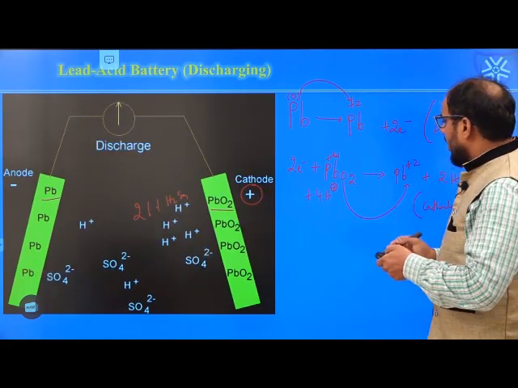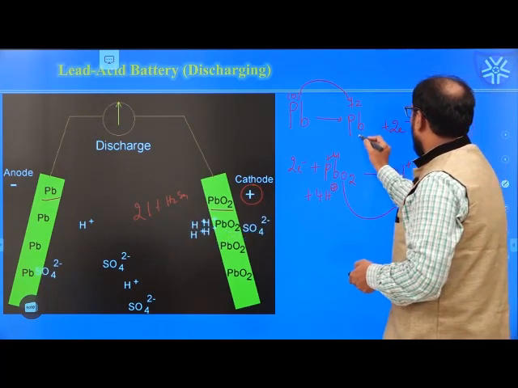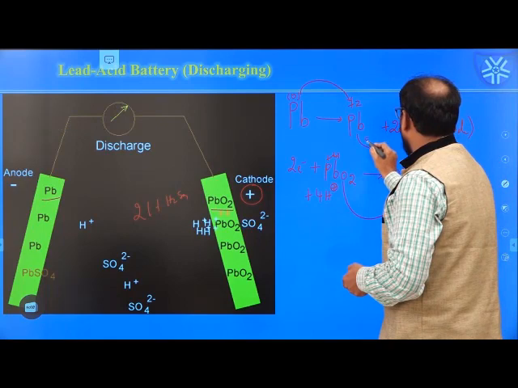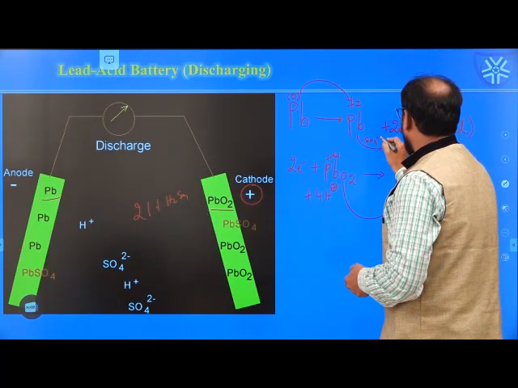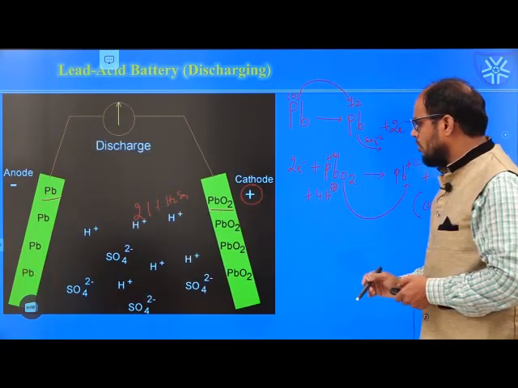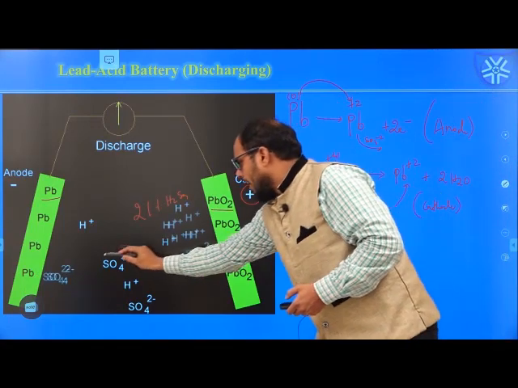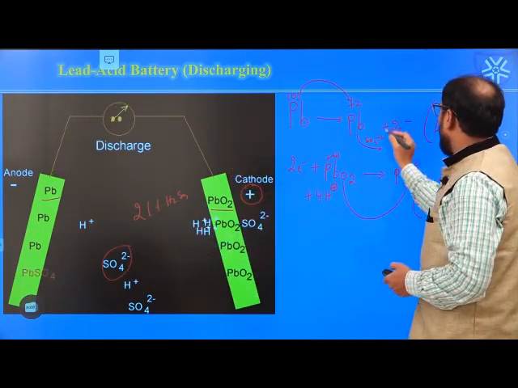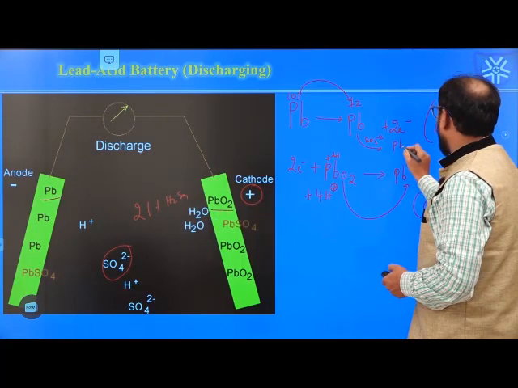Once this discharging cycle is about to complete, this PbO2 reacts with SO4 minus 2. From where is this SO4 minus 2 coming? It is coming from the electrolyte. This SO4 minus 2 will react with Pb plus 2 to form PbSO4 at the anodic compartment.